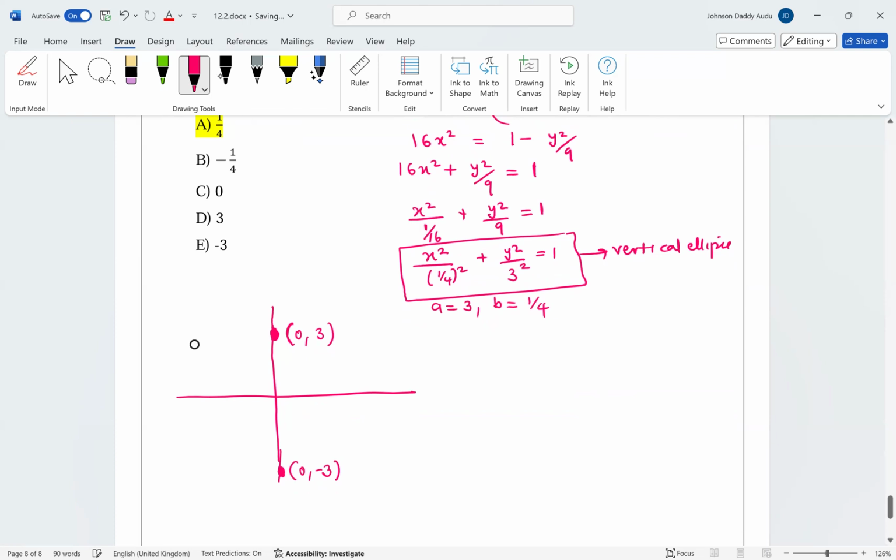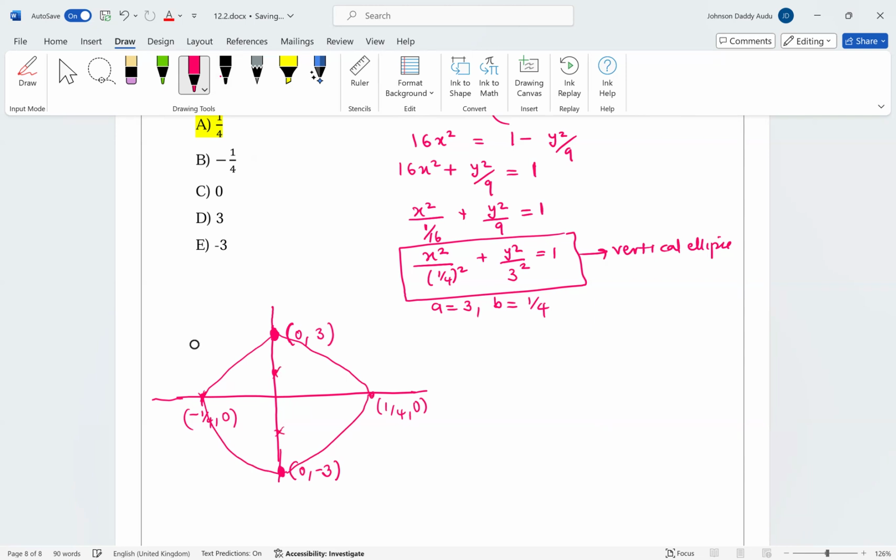Then the endpoints of the minor axis are minus 1 over 4, 0, and 1 over 4, 0. Okay. So this is just going to be something like this. Roughly, this is how it's going to be. And we're going to have our C somewhere here and all of that.